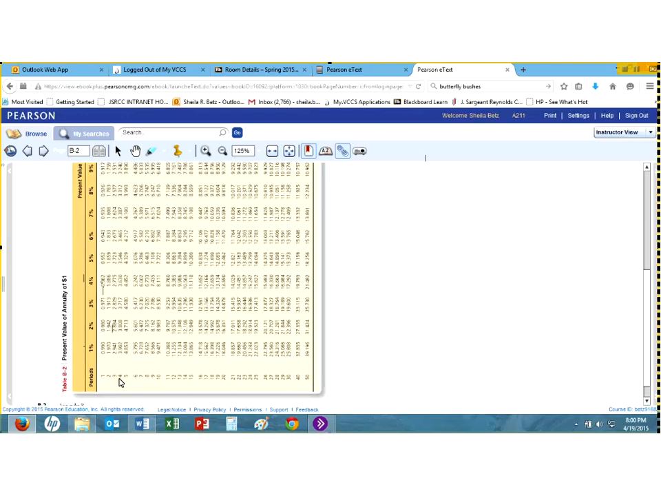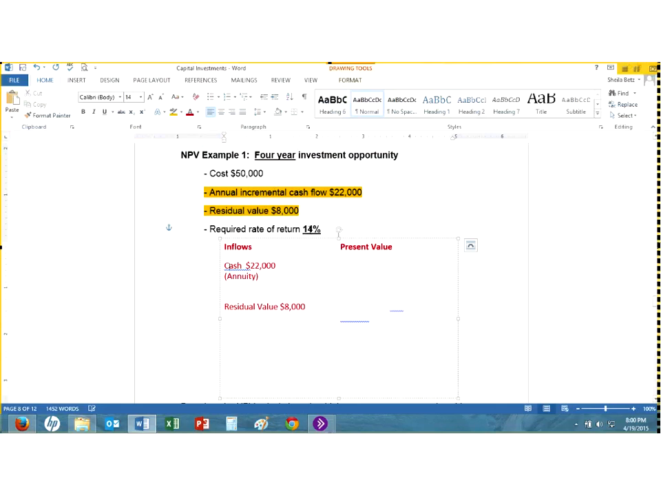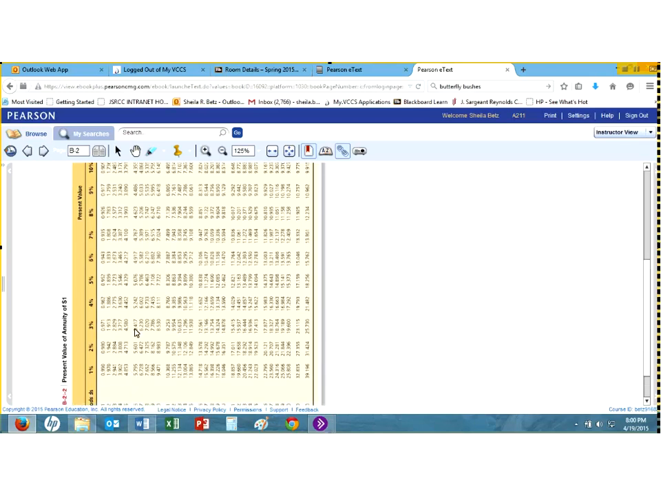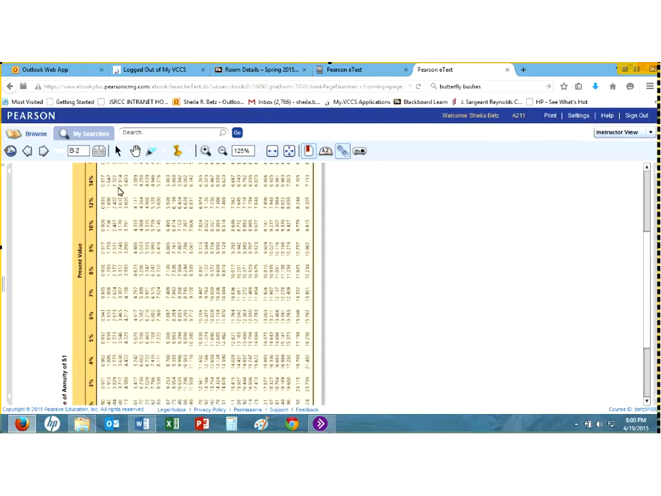Now, we're going to go to period 4 because this investment is 4 years. And we're going to go over to the column 14% because the problem says the required rate of return is 14%. So period 4, we're going to scroll on over. And at 14%, period 4, the factor, the number I need to write down, is right here, the 2.914.